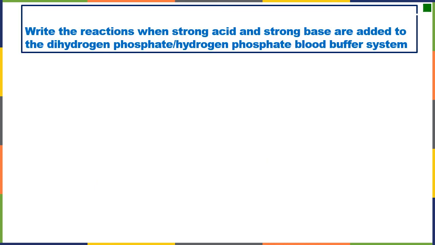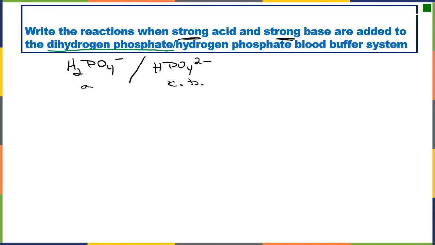So let's make sure that we understand our reaction. We're looking at our blood buffer system, and we're looking at the combination of dihydrogen phosphate, which is H2PO4, and that has a negative charge. The other part of our blood buffer system that has the phosphates is hydrogen phosphate, HPO4 2 minus. In order to see what happens when we add strong acid and strong base to the system, we have to identify them. The one with the more protons is our acid. The one with the fewer protons is the conjugate base.